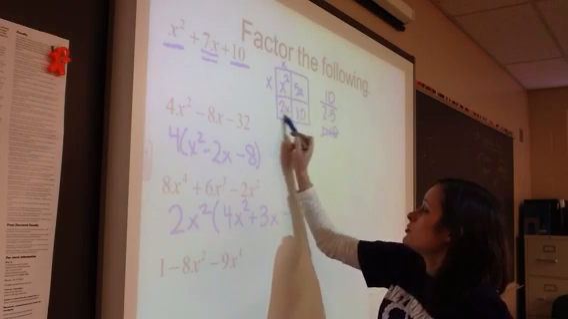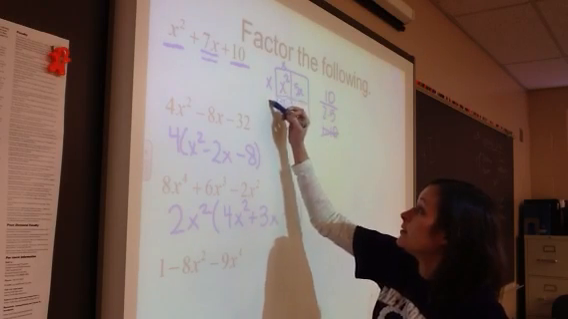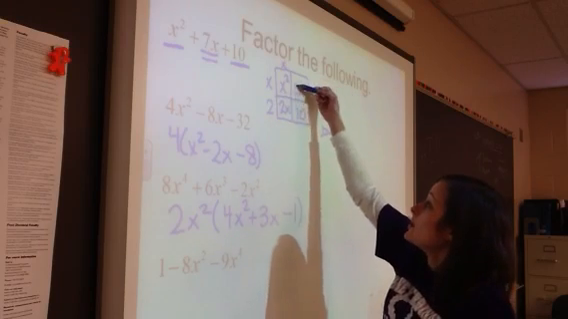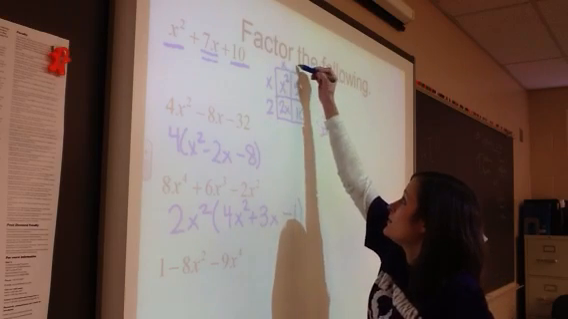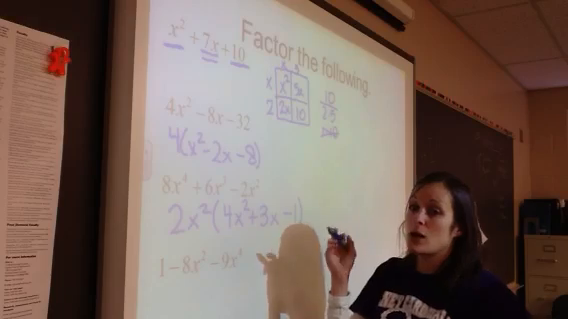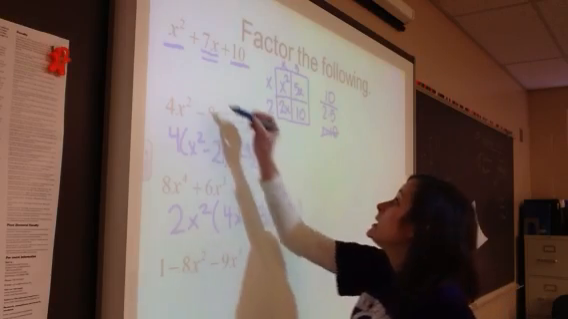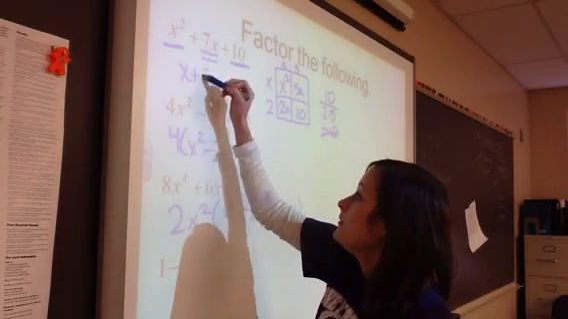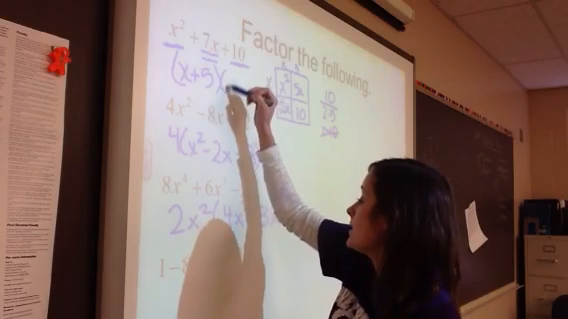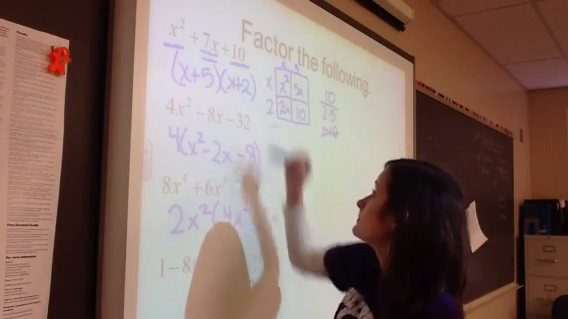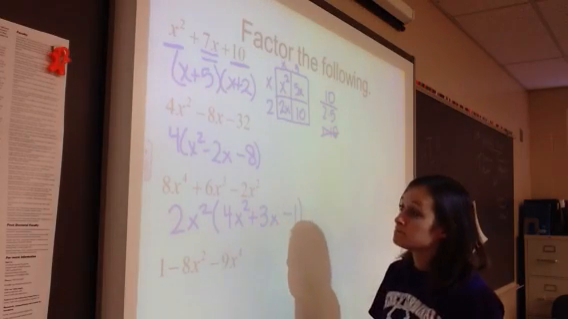So what does this row have in common? They're both divisible by 2. What does this row have in common? They're both divisible by 5. So it goes along with what you did for your 4 terms. So you get x plus 5 and x plus 2. And there's your factored form.